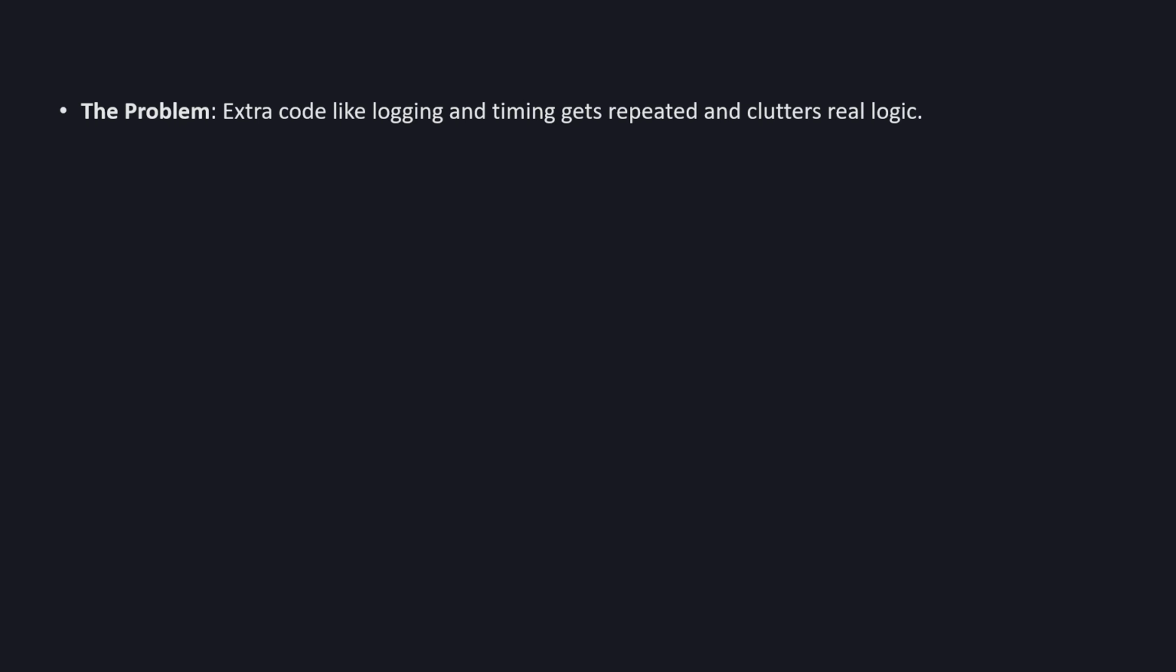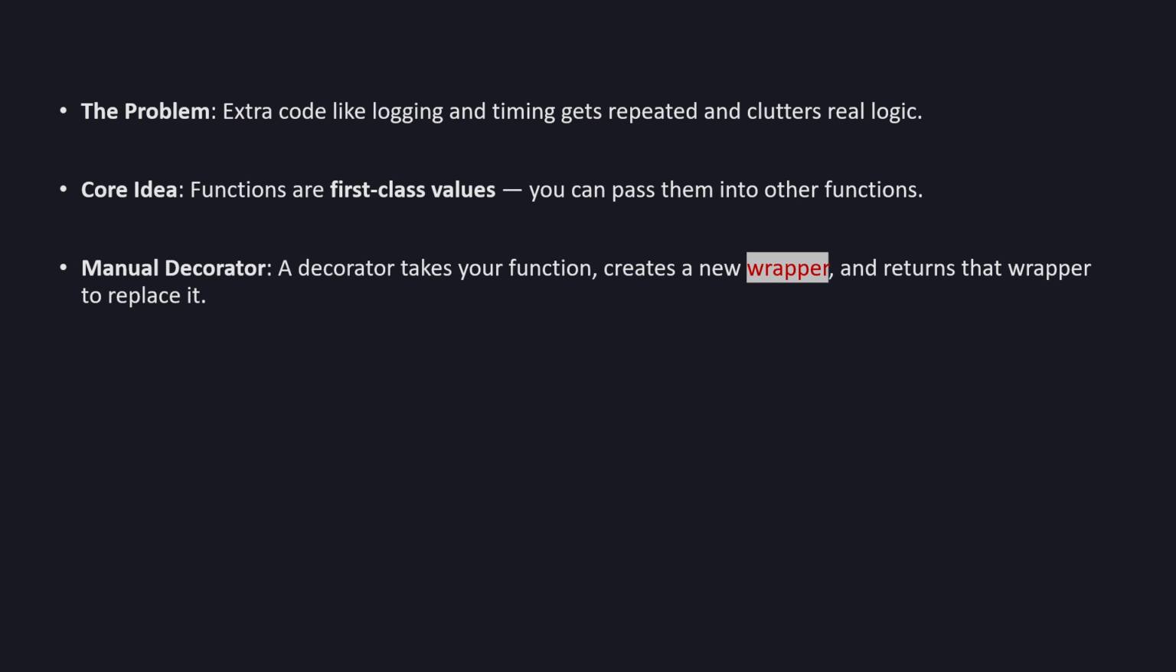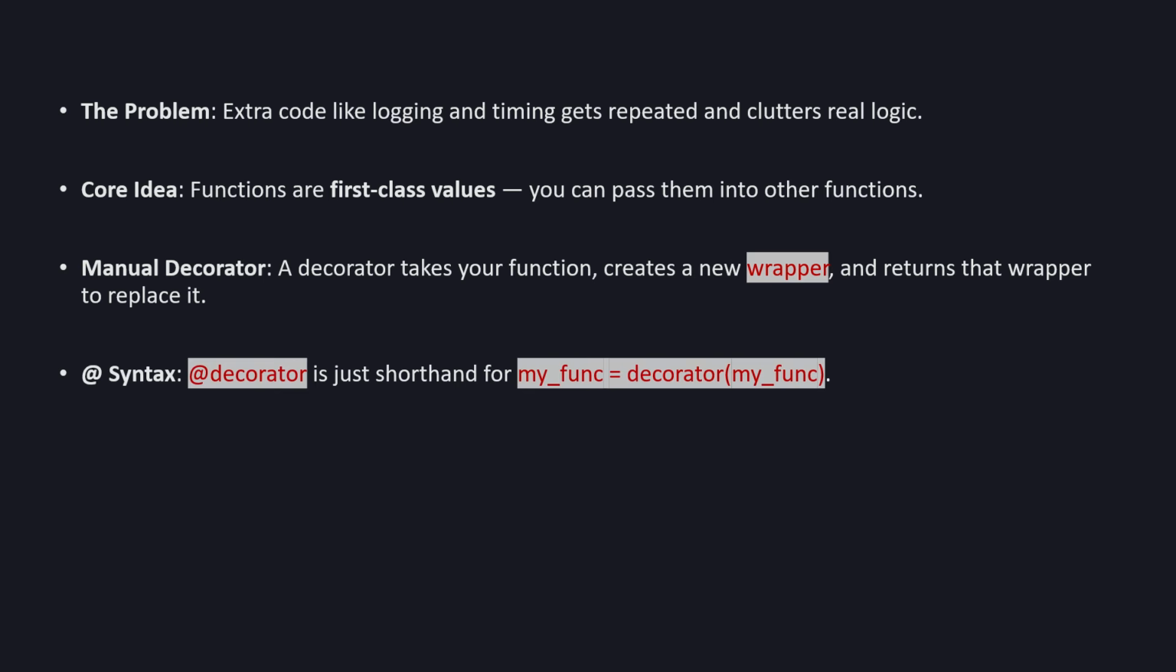We repeat extra code like logging and timing, which clutters our real code. Functions are first-class values in Python. You can pass them as an argument to other functions. A decorator is a factory function that takes your function, defines a new wrapper function inside, and returns the wrapper to replace your original. The @ symbol is just a clean shortcut for my_func equals decorator(my_func). It does the exact same thing.